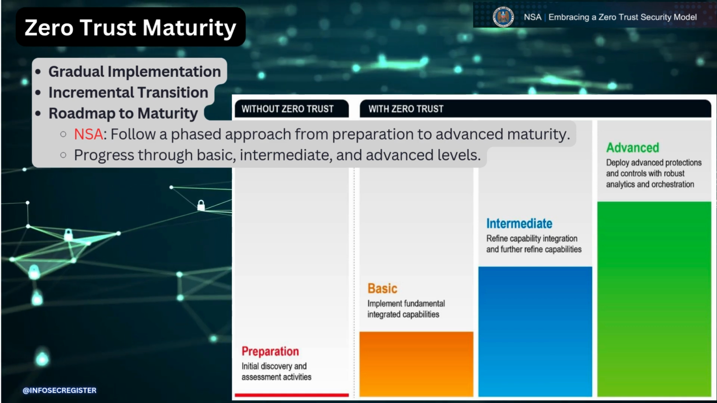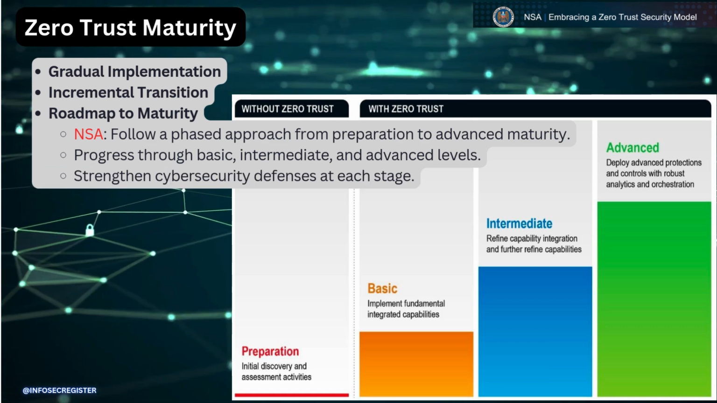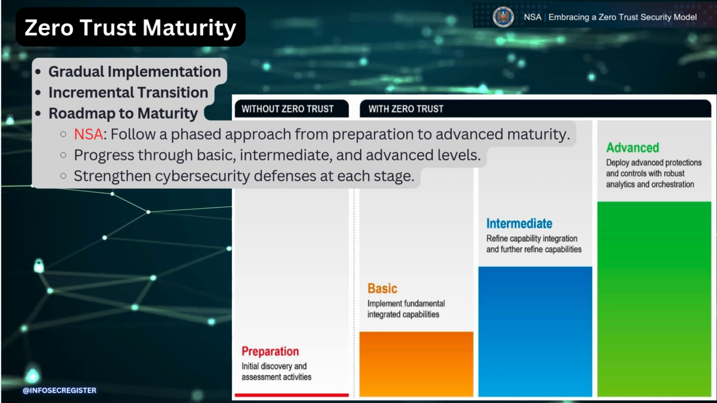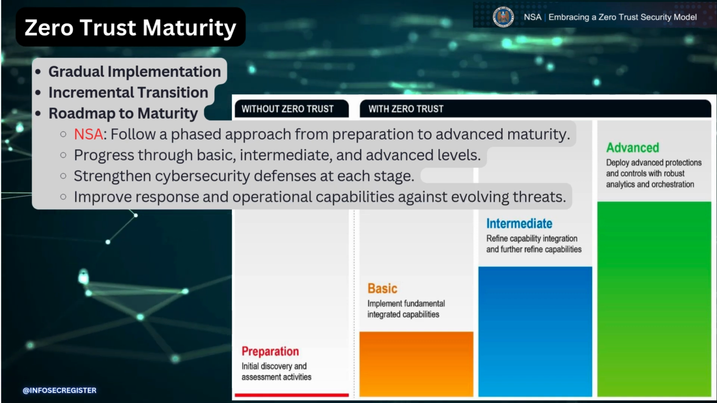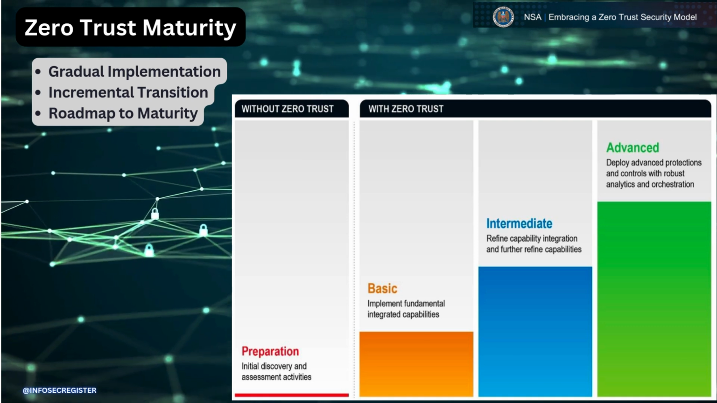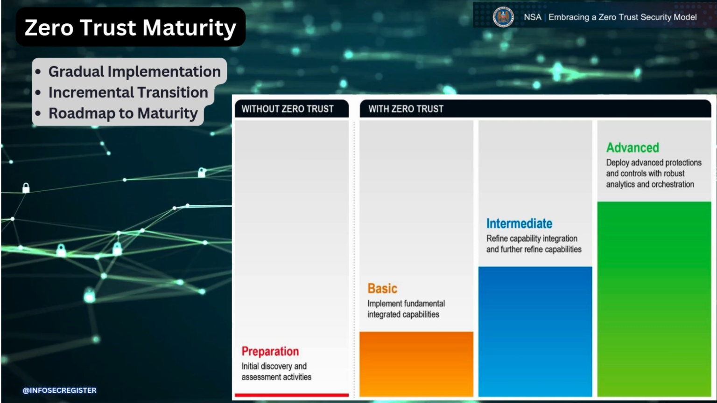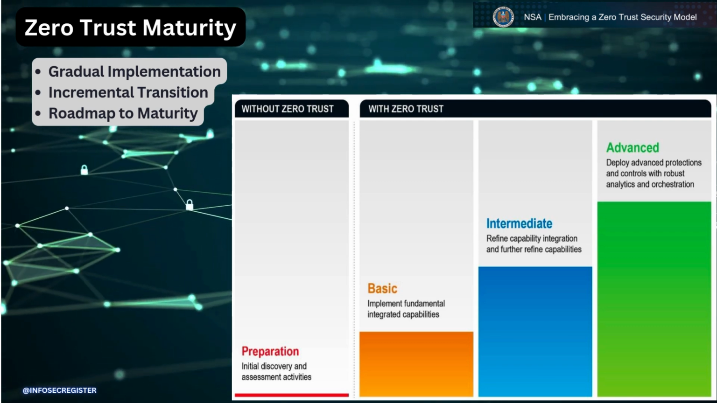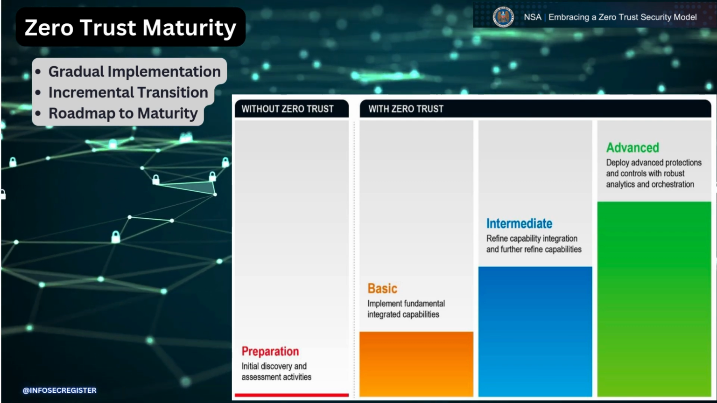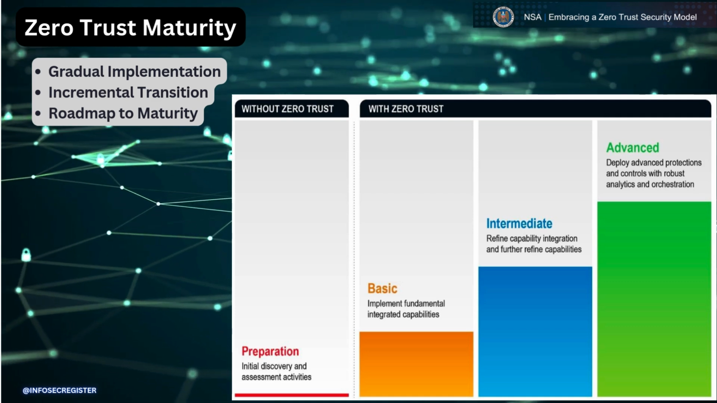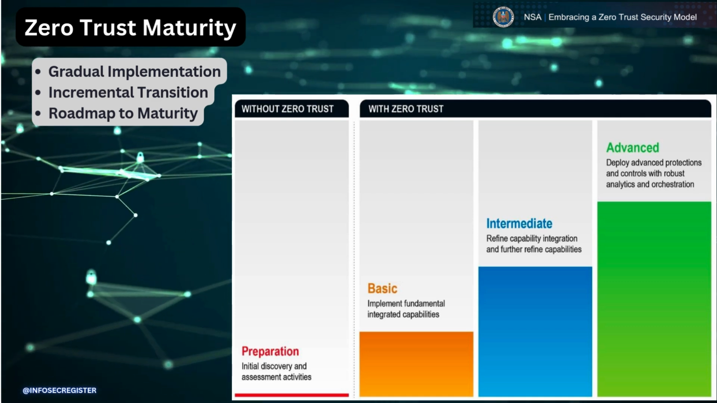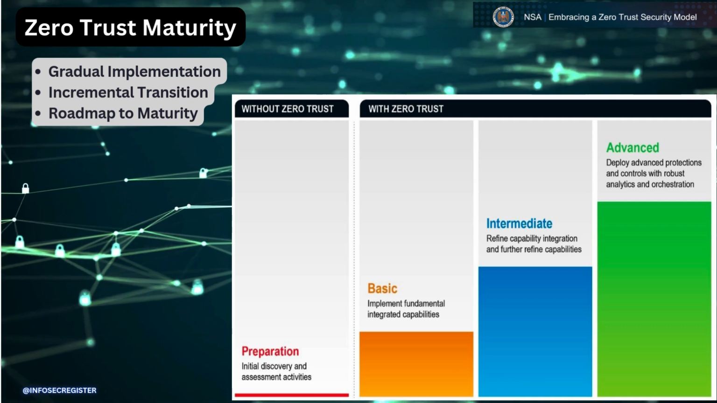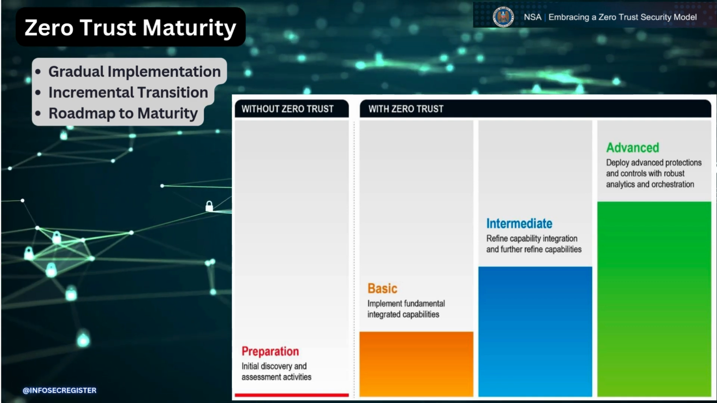As organizations advance through these stages, their cybersecurity protection, response capabilities, and operational efficiency will also improve, ensuring they keep pace with emerging threats. Embracing a gradual and strategic approach to zero-trust implementation enables organizations to enhance their security posture effectively, ensuring that they can adapt to the ever-changing threat landscape over time. As we move forward, it's essential to view zero-trust not just as a set of technologies, but as a continuous journey toward improved security and resilience.